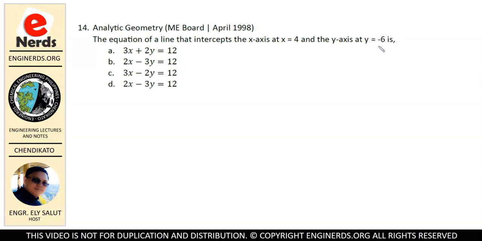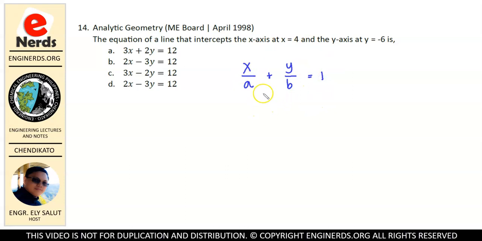Because before we go to the equations of other curves or sa ating conic section, syempre pag-aaralan muna natin yung mga lines, no? So, dahil given yung ating intercept sa x and y axis, so that means we will be using yung ating intercept form ng ating line. Okay? In which yung ating equation is we have x over the x-intercept plus y over our y-intercept is equal to 1.